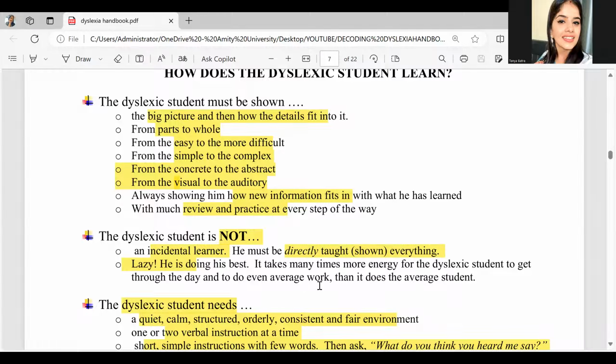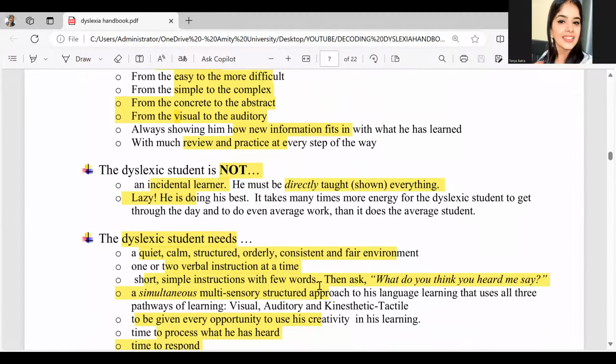From visual to auditory, always showing him how new information fits in with what he has learned. Review and practice at every step is very important. Regular practice, regular repetition of the concept is necessary.